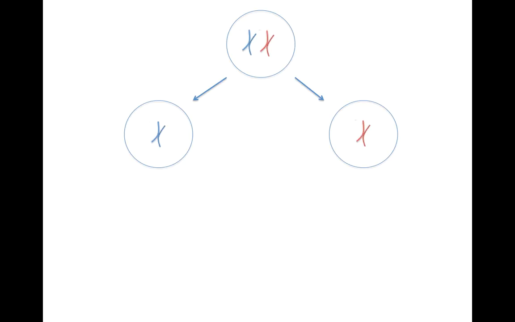This is what we call the reduction division. It reduces the number of chromosomes in the daughter cells to half that of the parent cell, and this is a very important point. Meiosis 1 is a reduction division. The parent in this case has 2 chromosomes, and the daughters have only 1.